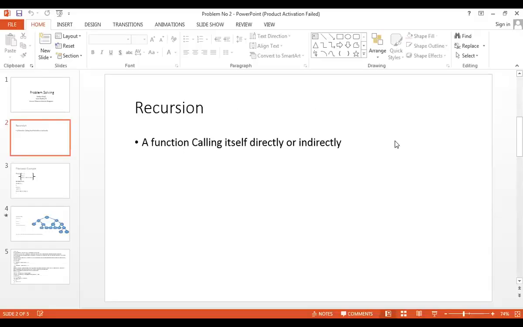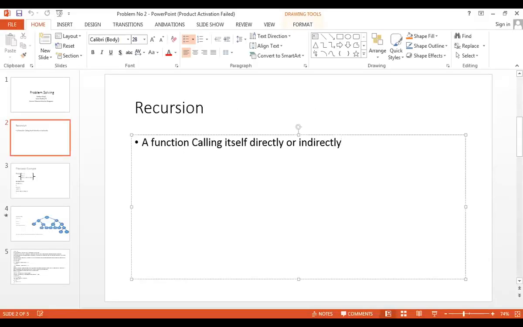So, recursion is a function calling itself directly or indirectly. What does that mean? Suppose I've written a function a, and in this function a is calling a, means a function is calling itself inside its own definition, that is a direct calling.